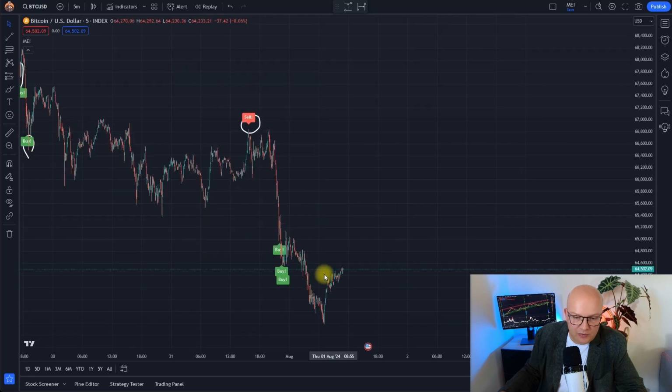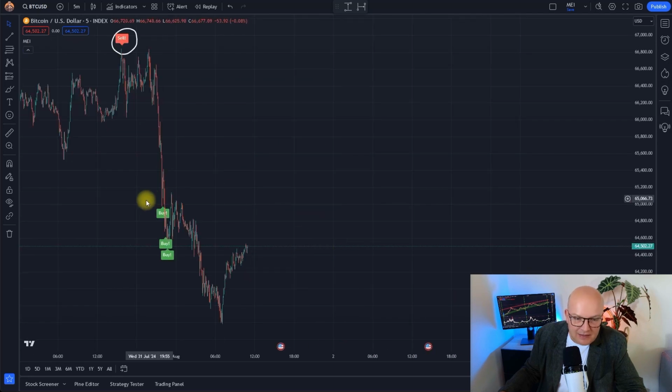Of course, you are going to have phases in the market that are more difficult to trade, which especially are these last three buy signals. The last two buy signals actually gave you plenty of opportunity to catch a move of around 700 to 900 US dollars. This one is a little bit more complicated.